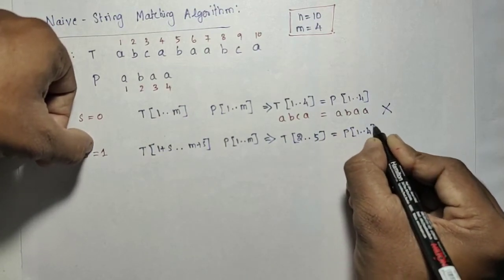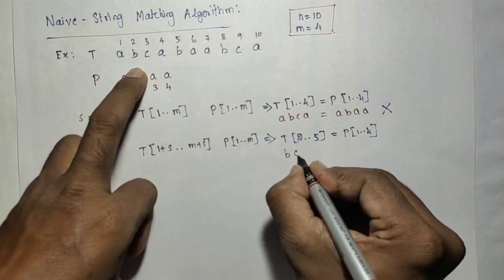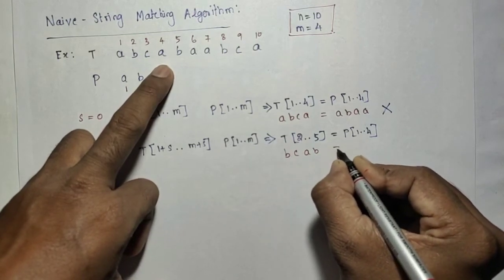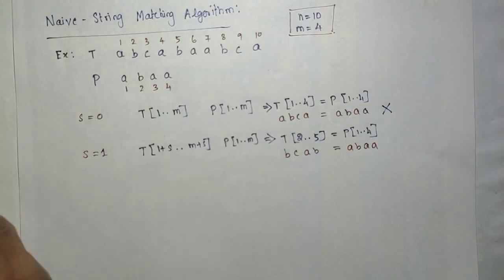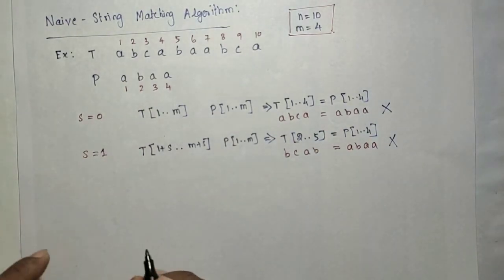Okay, so here the characters are B, C, A, B, positions 2 to 5, and they are compared with the corresponding characters A, B, A, A. So here also not found. Okay, then go for the next shift.